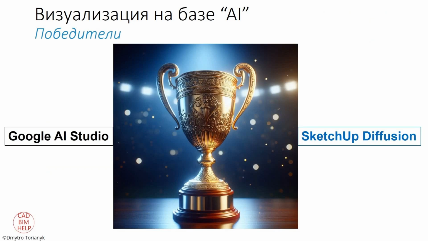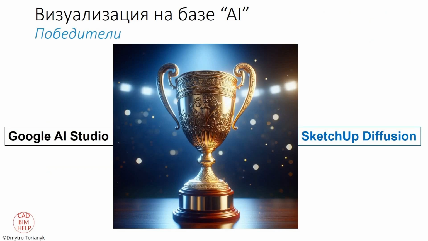Okay, so let's recap the winners. Google AI Studio: easy to use, free access at the time, great geometry preservation, flexible prompts, and that cool iteration feature. And SketchUp Diffusion: also great on geometry, good prompt control, including negatives, that unique geometry influence setting, the killer scene-saving integration with SketchUp, and that distinct cinematic style.